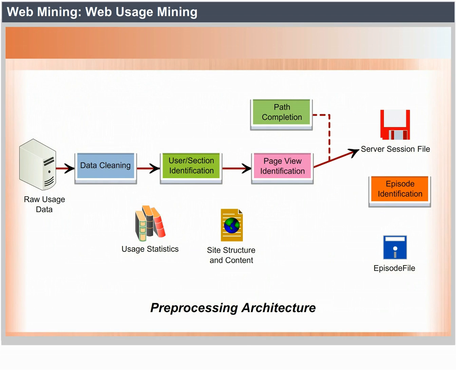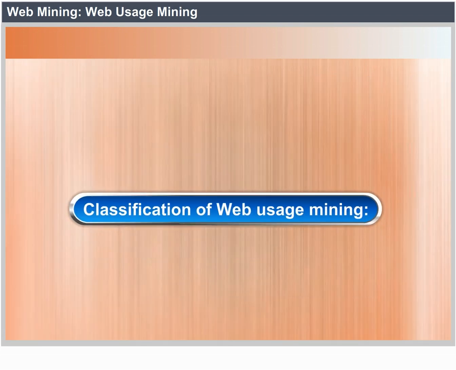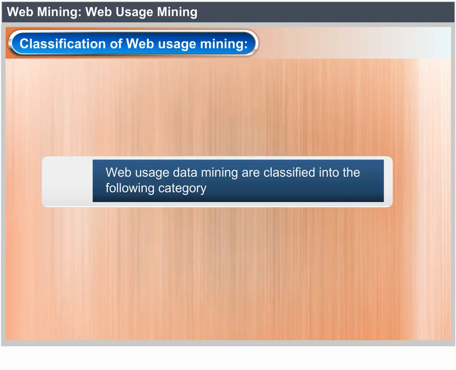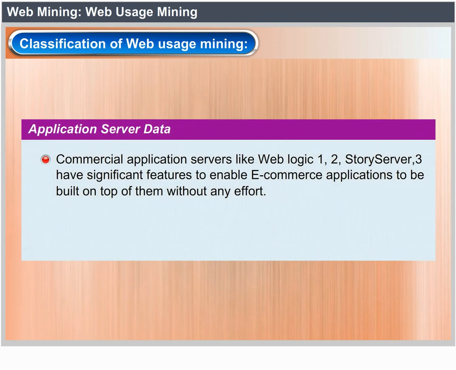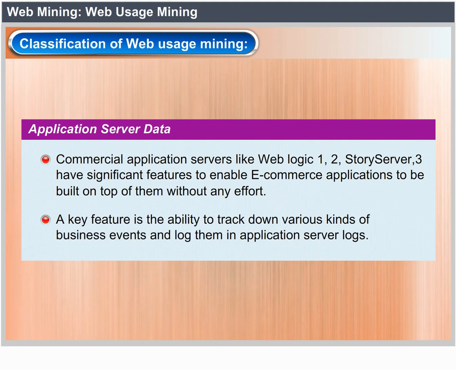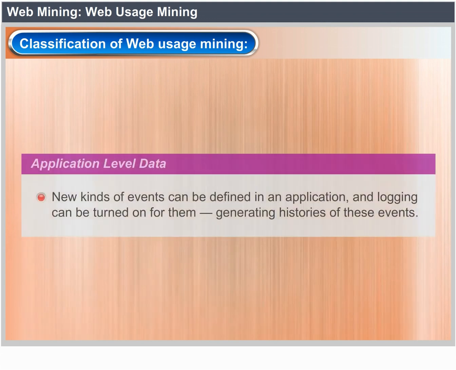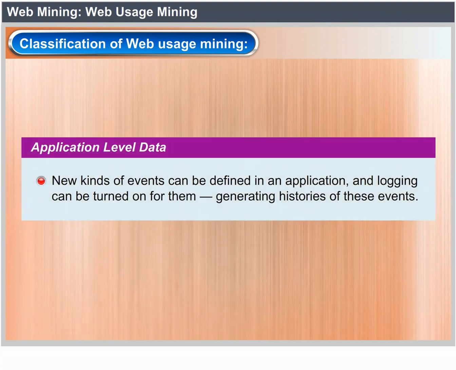Classification of web usage mining. Web server data: user logs are collected by the web server and typically include IP address, page reference, and access time. Application server data: commercial application servers such as WebLogic and StoryServer have significant features to enable e-commerce applications to be built on top of them with little effort. A key feature is the ability to track various kinds of business events and log them in application server logs. Application level data: new kinds of events can be defined in an application and logging can be turned on for them, generating histories of these events.